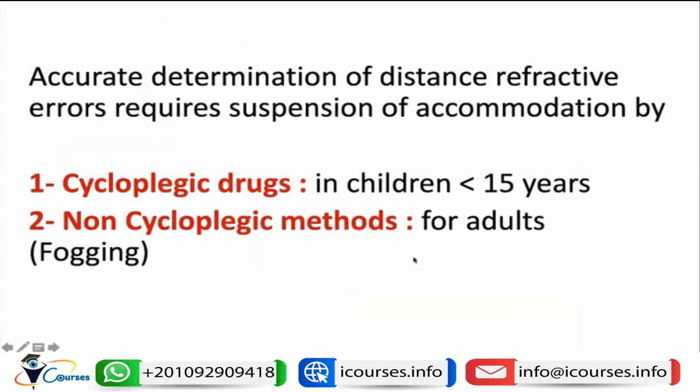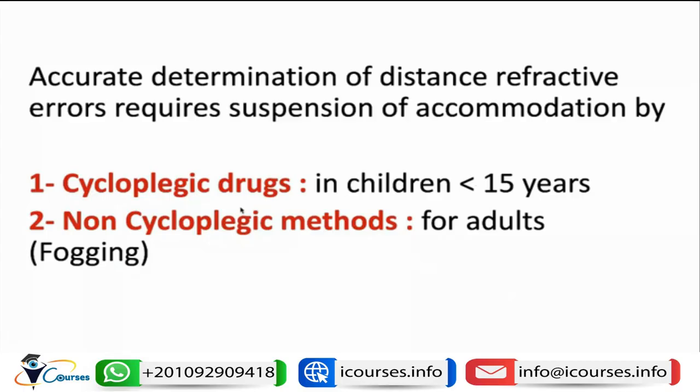Before knowing the spherical error, we should first know that accurate determination of the distance refraction requires suspension of the accommodation. So the patient shouldn't use his accommodation, in order not to have false results of the refraction. This can be done by two methods. In case of children, you put cycloplegic drugs like atropine or cyclopentolate, and this is a must for refraction of all children under 15 years old.